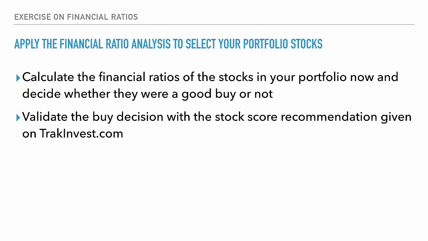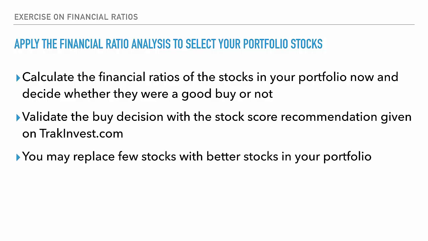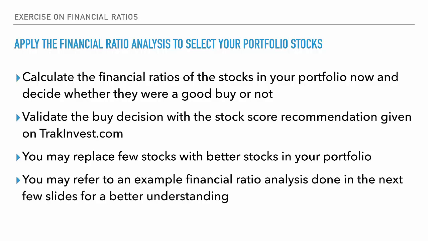Then you validate this buy decision by comparing it with a stock score recommendation given on trackinvest.com. You can choose to replace a few stocks that could have been a bad buy based on your ratio calculation with better stocks in your portfolio. Let's take an example of a sample financial ratio analysis that we have done in the next few slides to understand how to do this exercise.